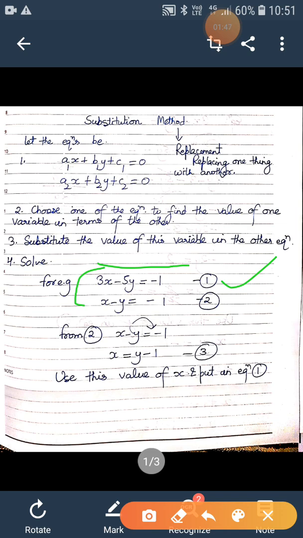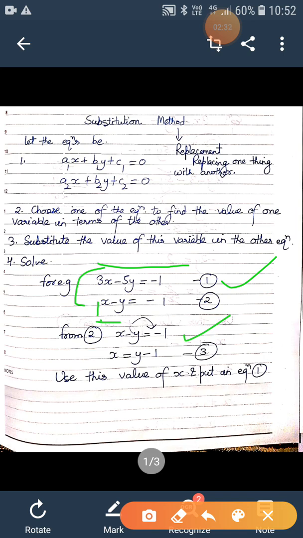First we have to decide which one is the simpler equation among these two. We can see that the coefficient of x in the first equation is 3 and the coefficient of y is minus 5. But in the second equation the coefficient of x is 1 and the coefficient of y is also minus 1. So the second equation is simpler compared to equation 1, because the coefficients are 1 here, so we choose this equation. Generally, when we have a choice, we should look at the equations this way. So we choose x minus y equals minus 1.